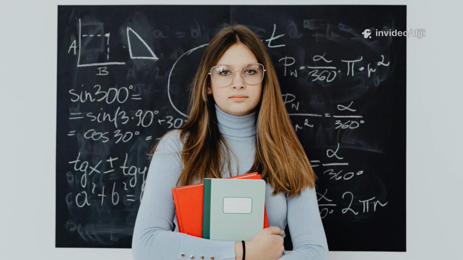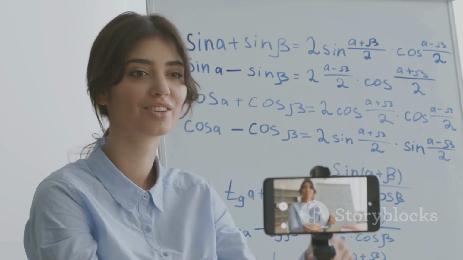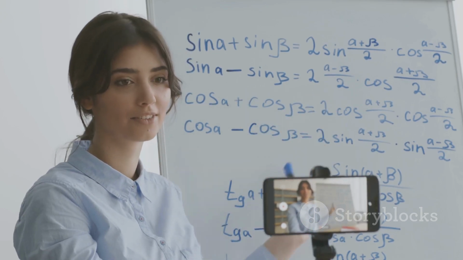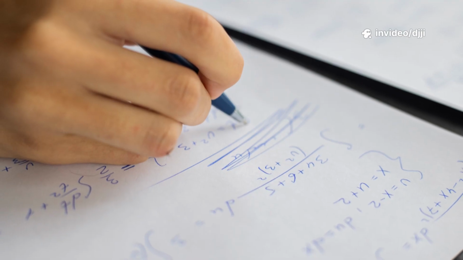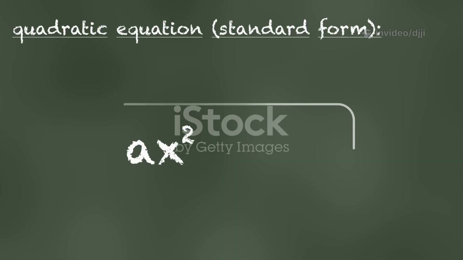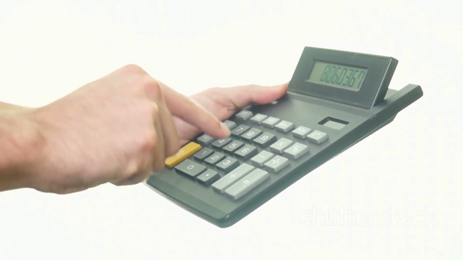Sometimes trig quadratics won't factor easily. That's when the quadratic formula saves the day. For an equation like 3 sin squared theta plus 5 sin theta minus 1 equals 0, let x equal sin theta, plug into the formula x equals negative b plus or minus the square root of b squared minus 4ac, all over 2a, and calculate the possible values for sin theta.